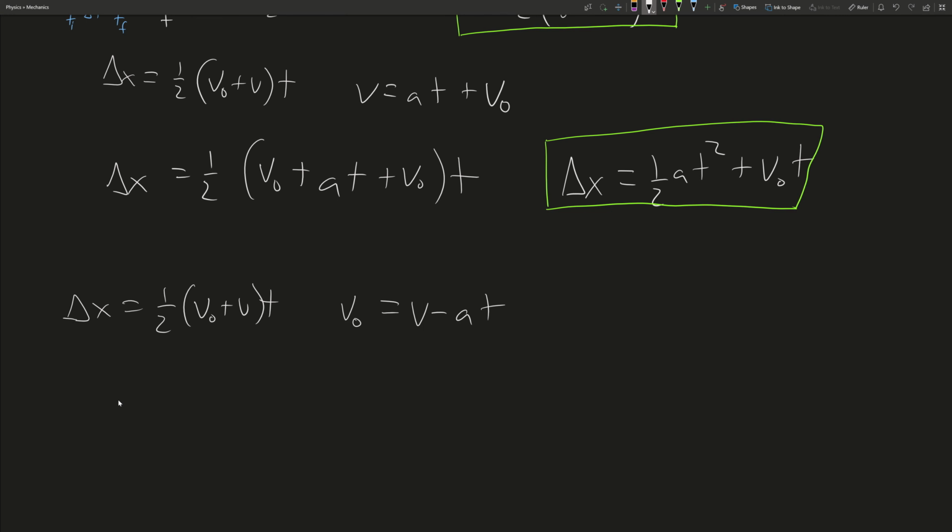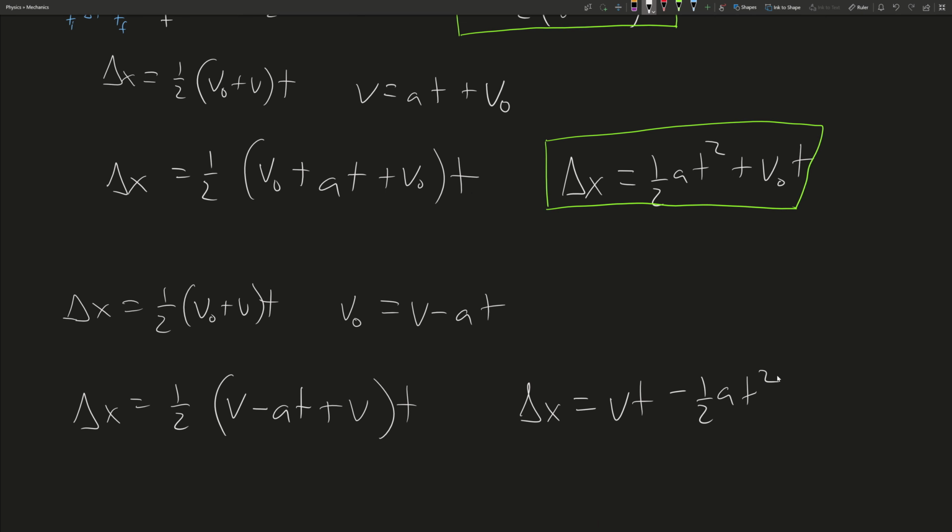So substituting that in, we have the displacement is equal to 1/2 of final velocity minus acceleration times time plus final velocity, and then multiplied by time. And so we find that the displacement here is equal to final velocity times time minus 1/2 of acceleration times time squared.